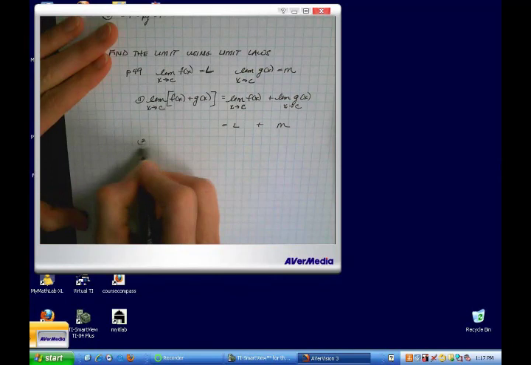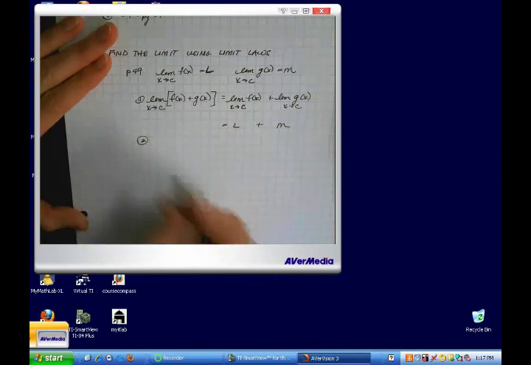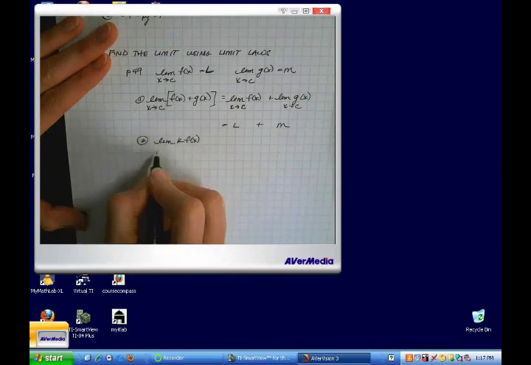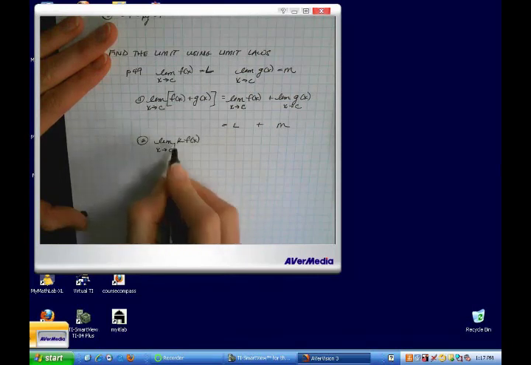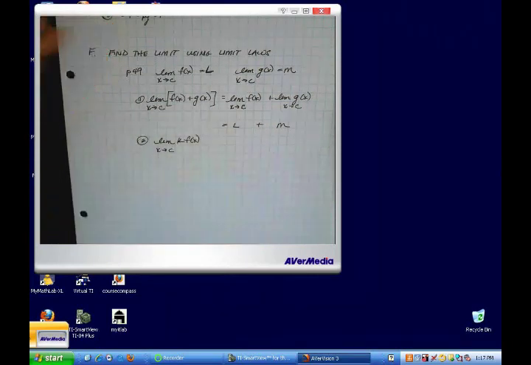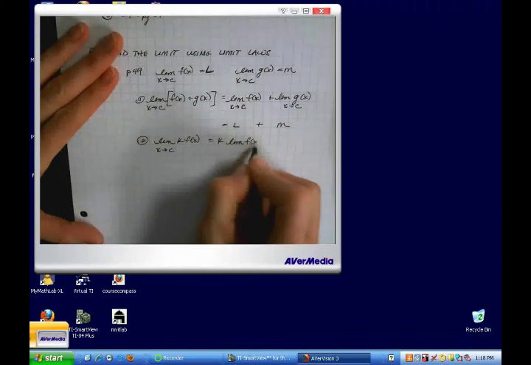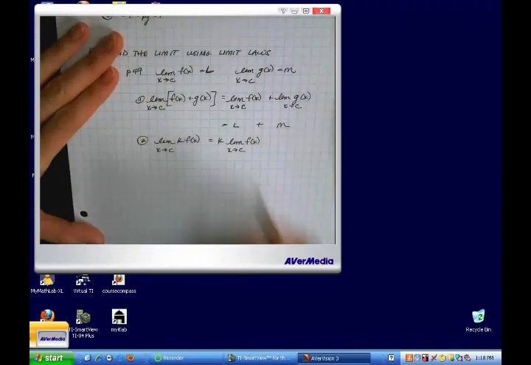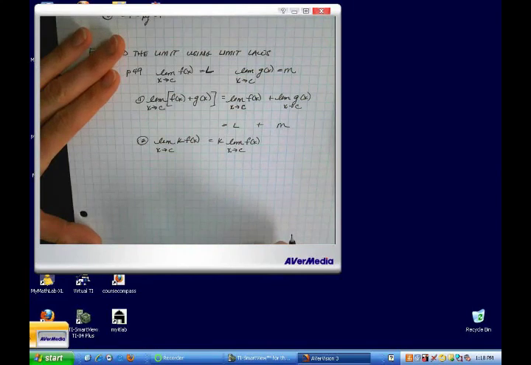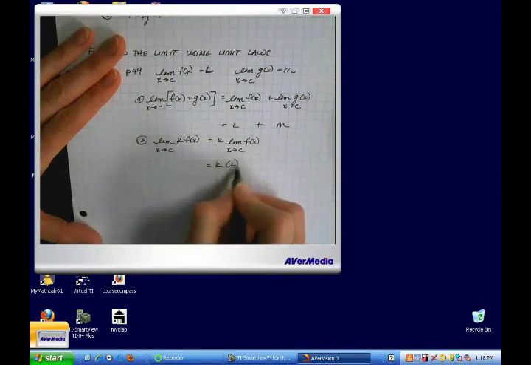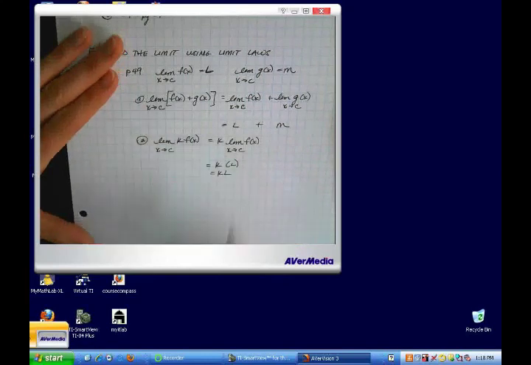Then they have a second limit which says if you have a constant times your function, a number like k times f of x as x is approaching c, where k is a number, 2, 3, 5, 7, just a constant, this is equal to k times the limit of f of x as x is approaching c, which equals k times the value of that limit, which is L. So it's simply k times L.